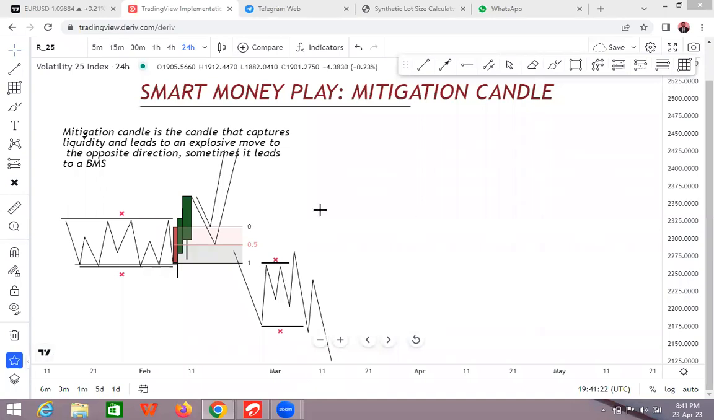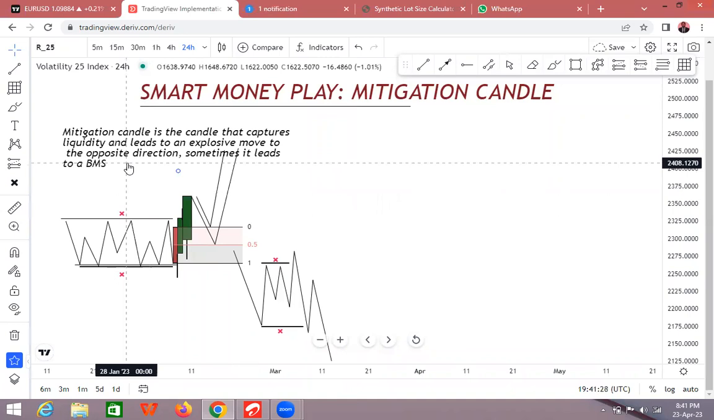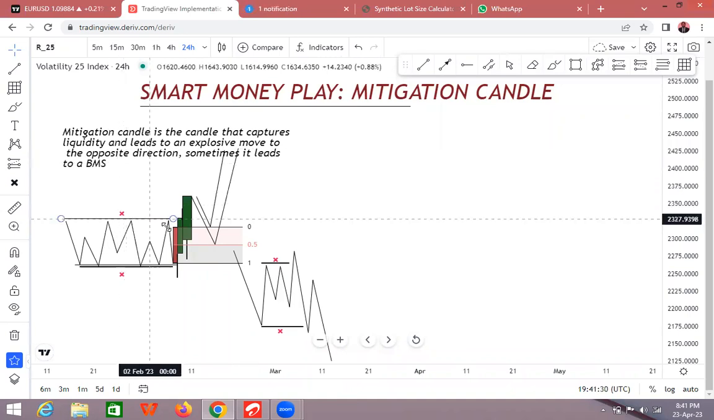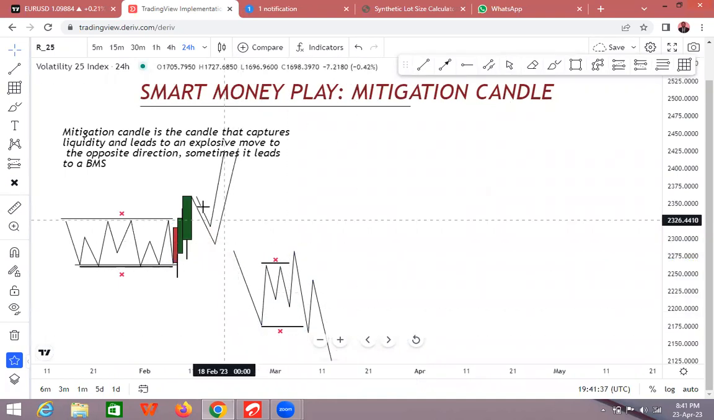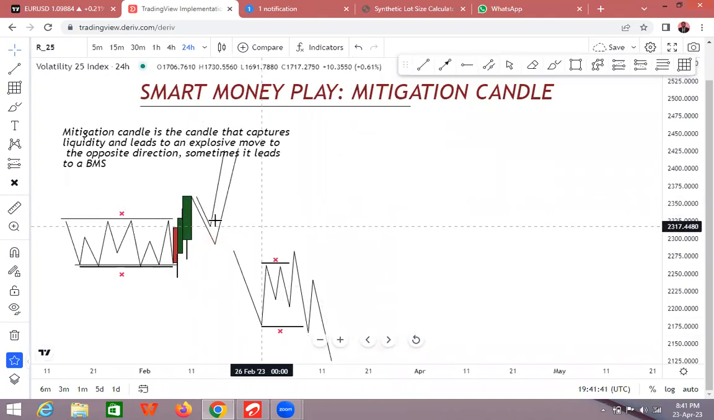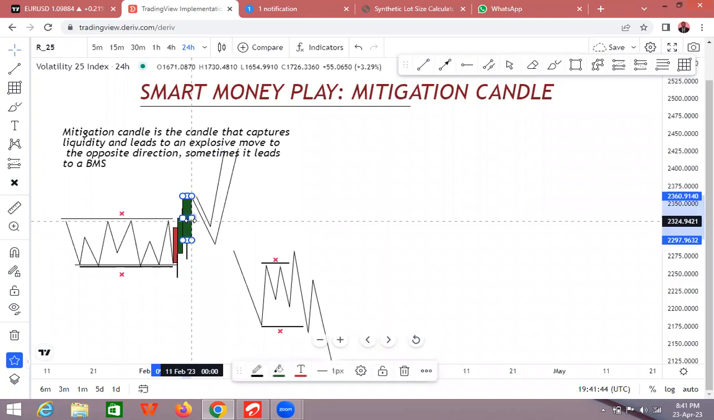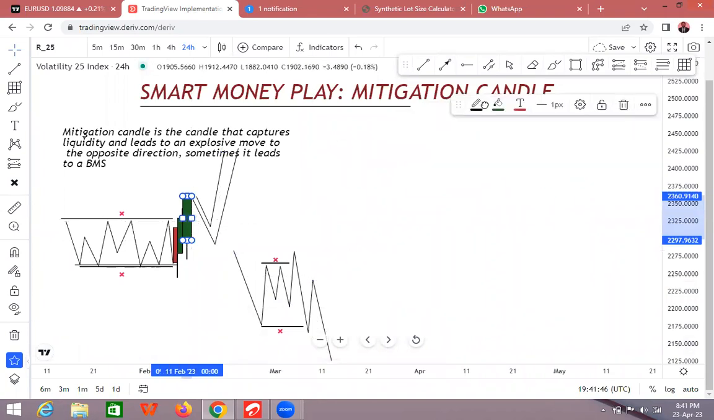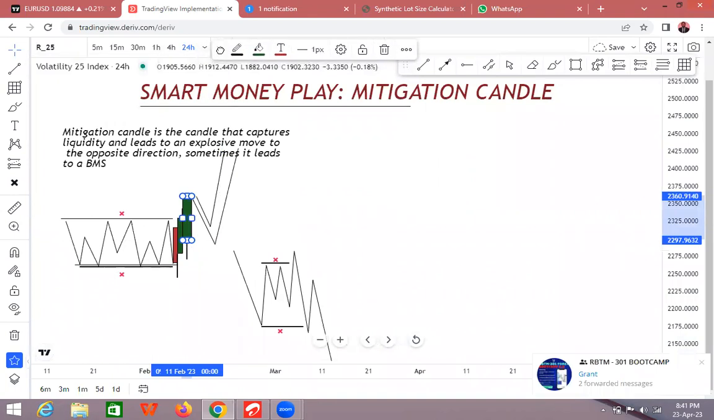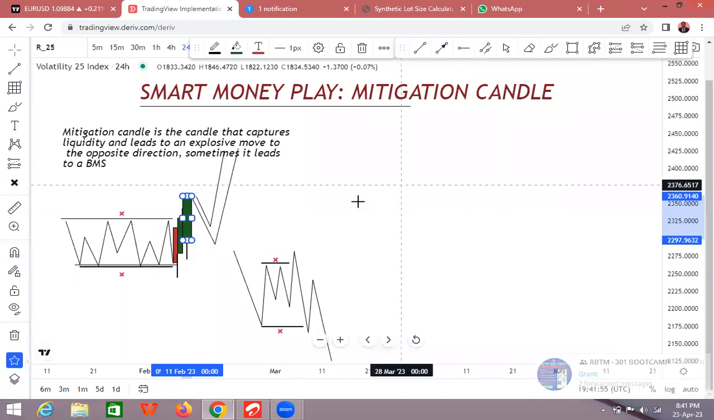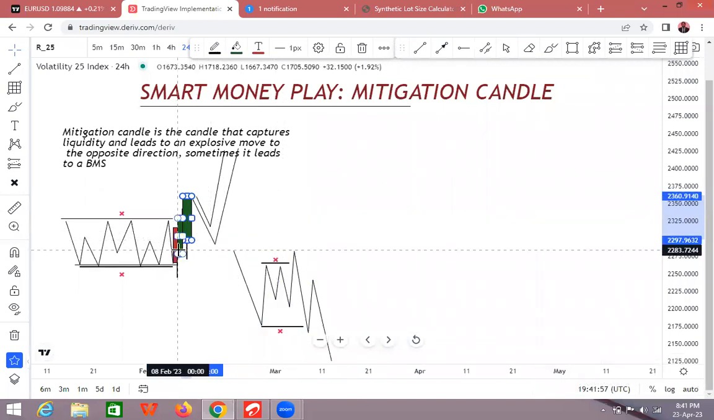All right. So mitigation candle, as I define it here, is the candle that captures liquidity and then leads to an explosive move. I don't want to say it is the candle that leads to a break of structure, because sometimes it might break structure in the opposite direction, which some of us don't know. You just feel that a break of structure is when structure breaks down. No. So mitigation candle is this candle.